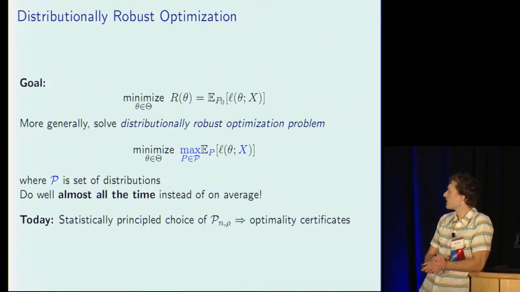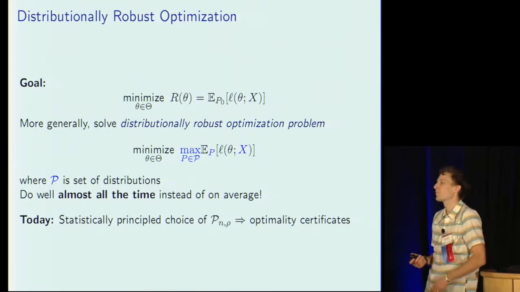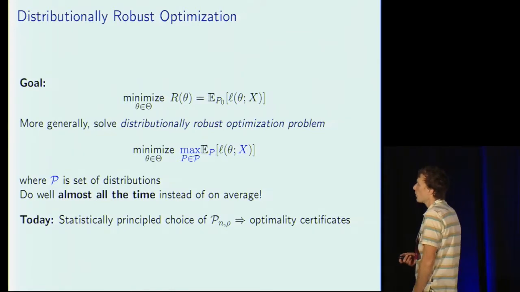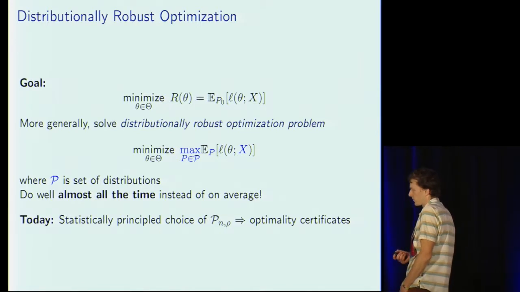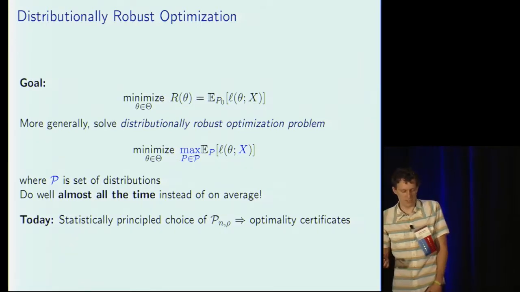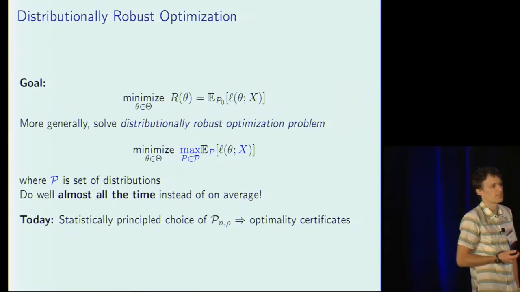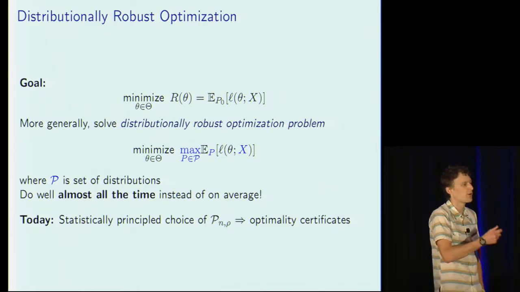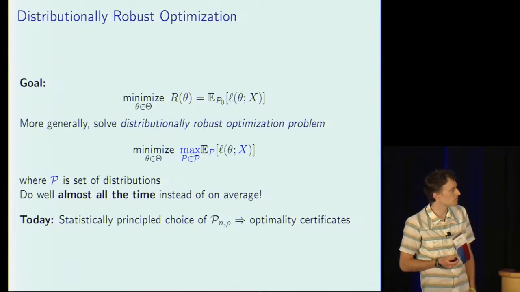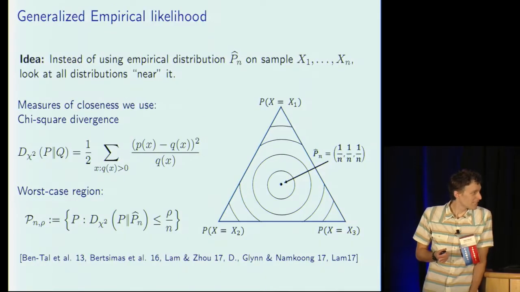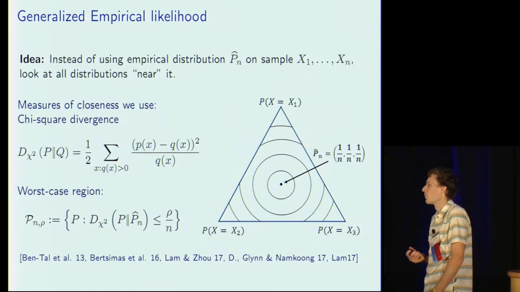By statistically principled choices of these distributions, we can actually derive optimality certificates. We can say, as long as you minimize the worst-case error across this family of distributions, I can certify you're going to have good performance going into the future. So here's a picture showing what's going on.